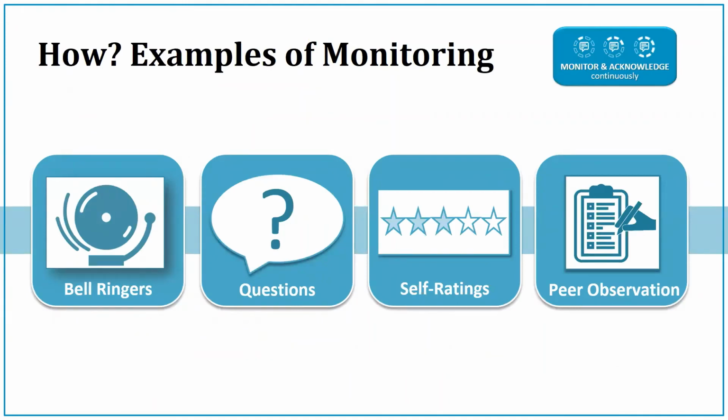Here are some examples of how you can monitor student performance using formative assessment measures. Bell ringers are standard routines that students follow as they come into class. While students are engaging in class entry routines, teachers are looking to see if students can perform them independently, or if additional prompts or instruction are needed.